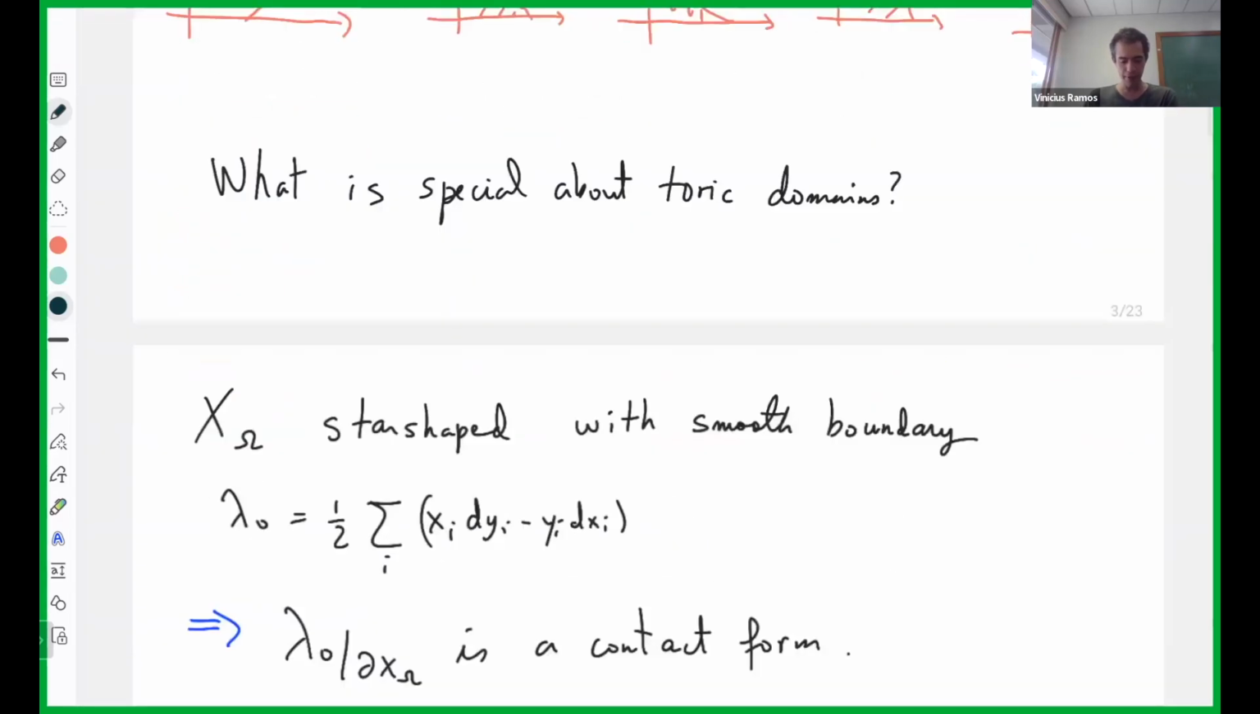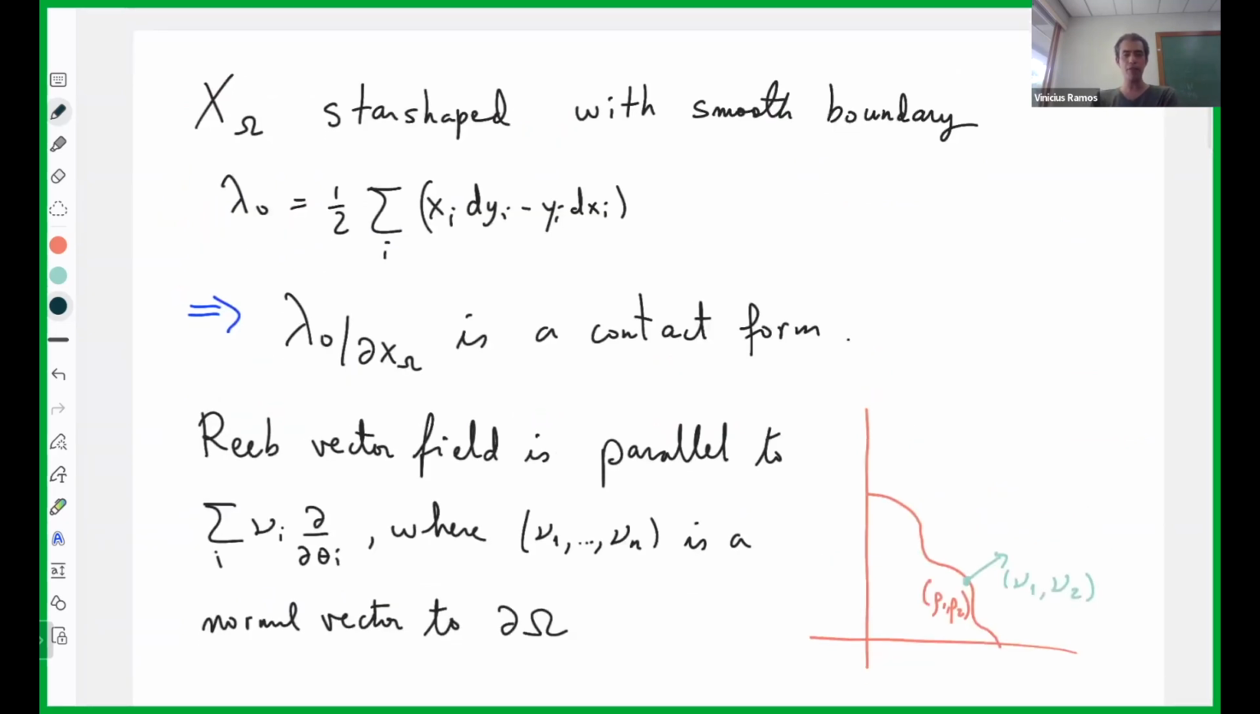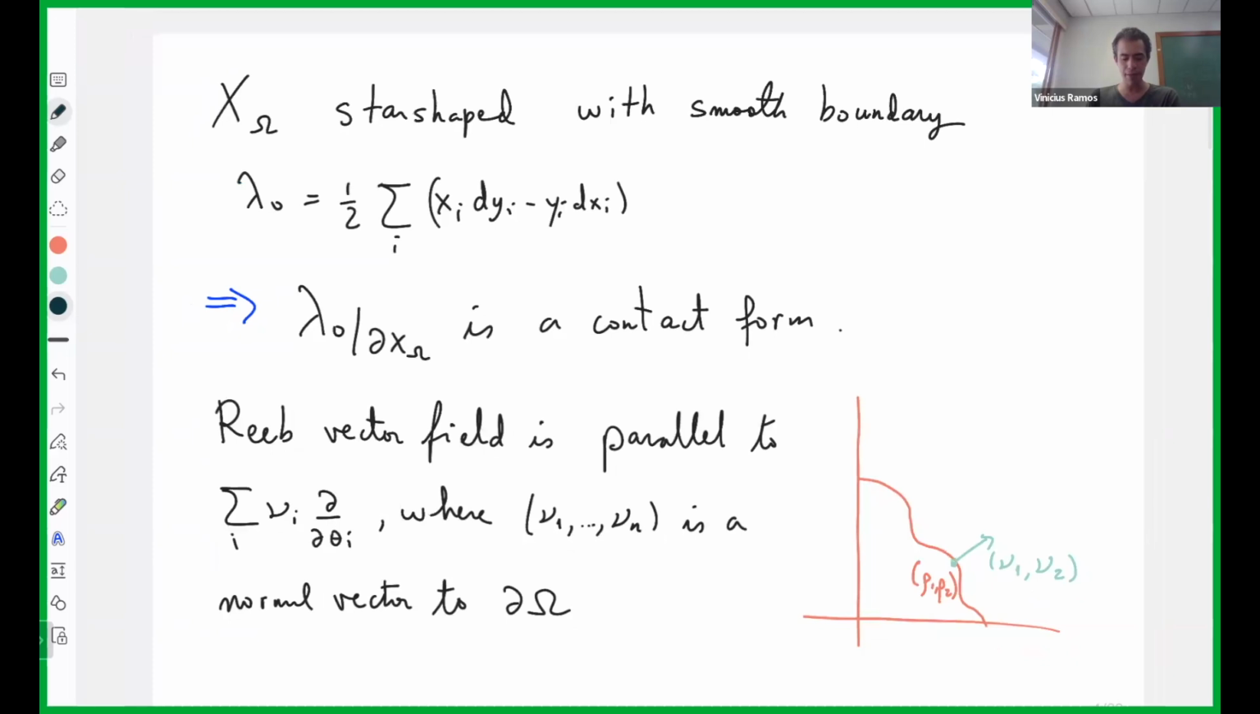Here's what I mentioned before: if you have a star-shaped toric domain, which is just star-shaped with smooth boundary, then we can look at the standard Liouville form. It looks like this: 1/2 of the sum of xi dyi minus yi dxi.